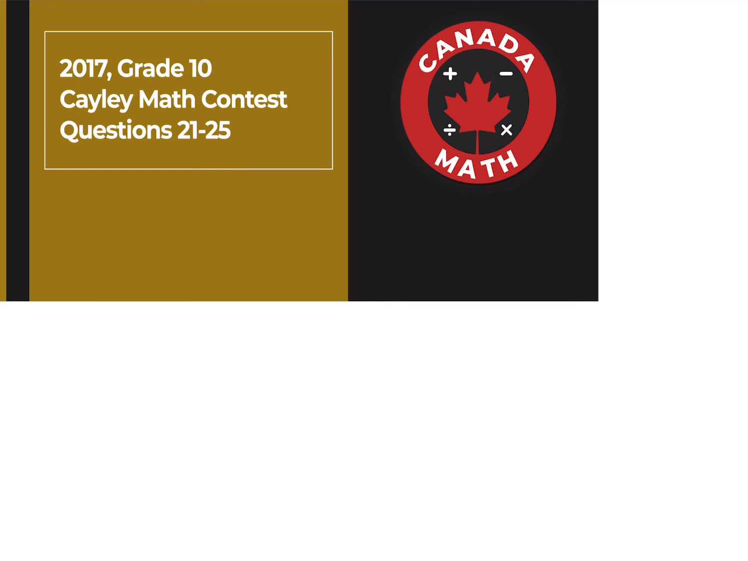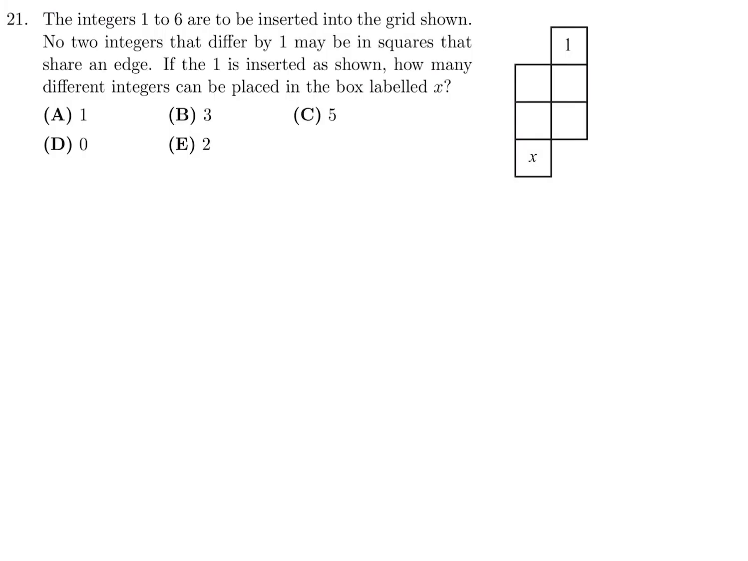Questions 21 through 25 on the 2017 Grade 10 Cayley Math Contest. The integers 1 to 6 are to be inserted into the grid shown. No two integers that differ by 1 may be in squares that share an edge. If the 1 is inserted as shown, how many different integers can be placed in the box labeled x?